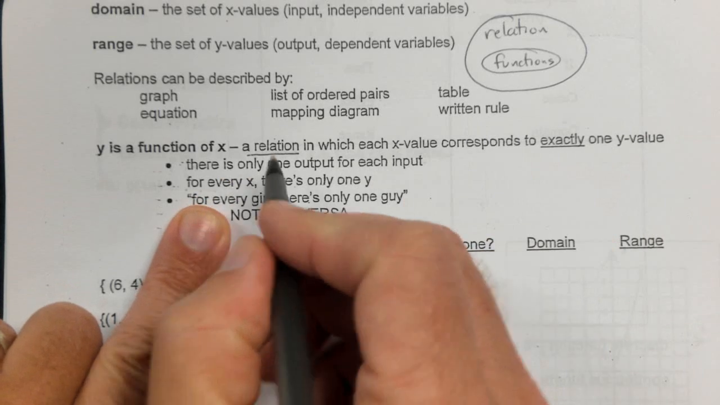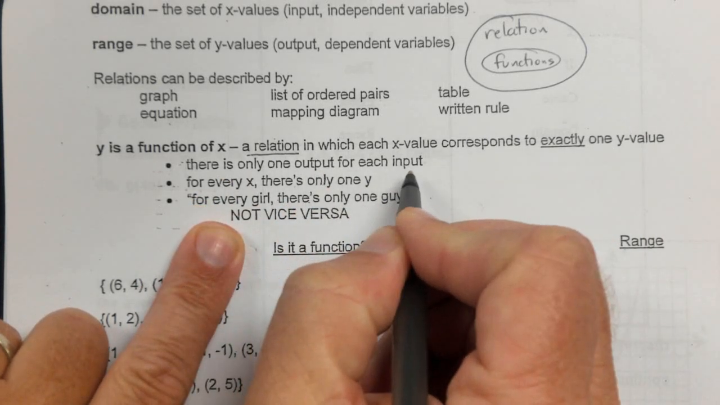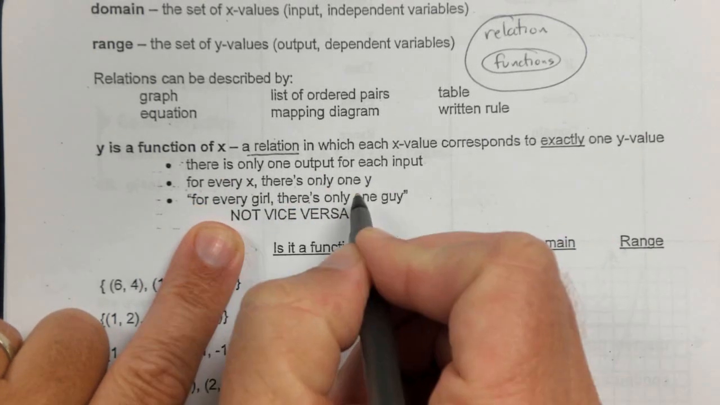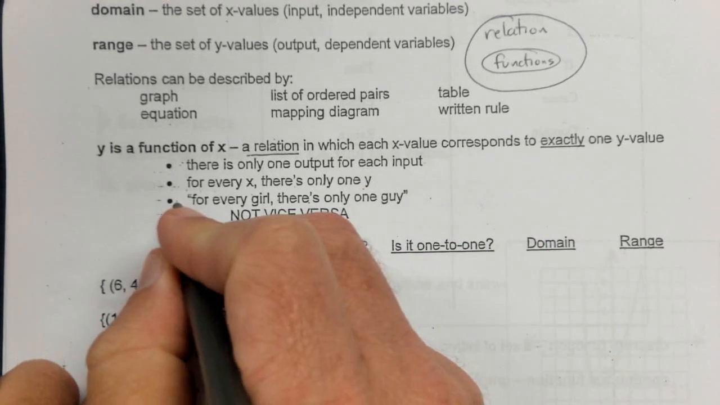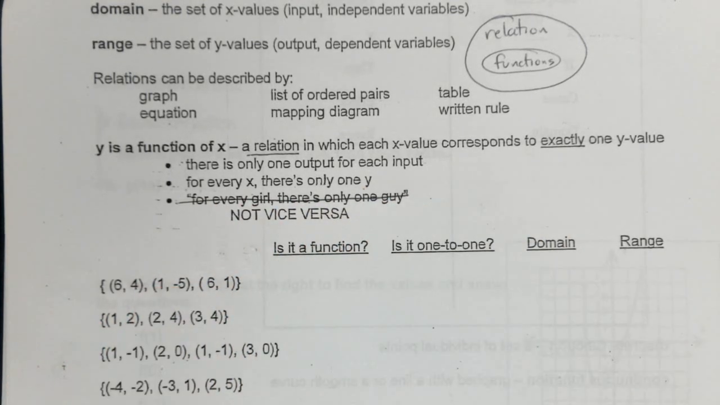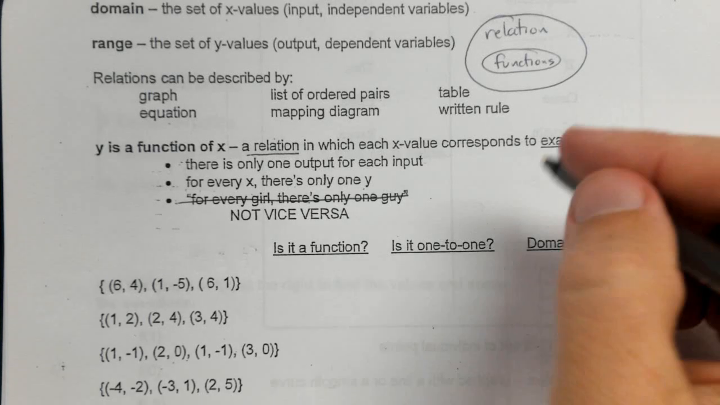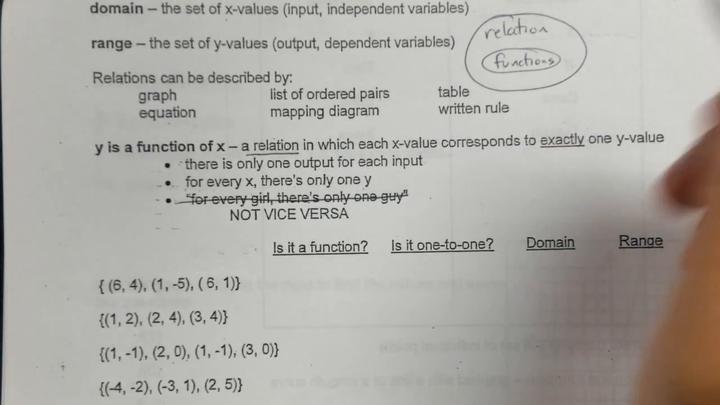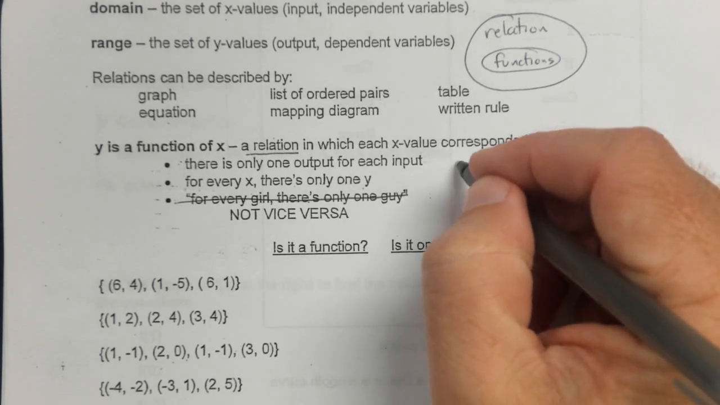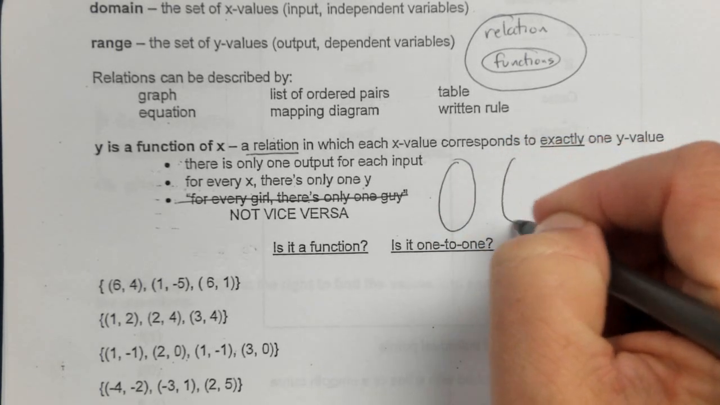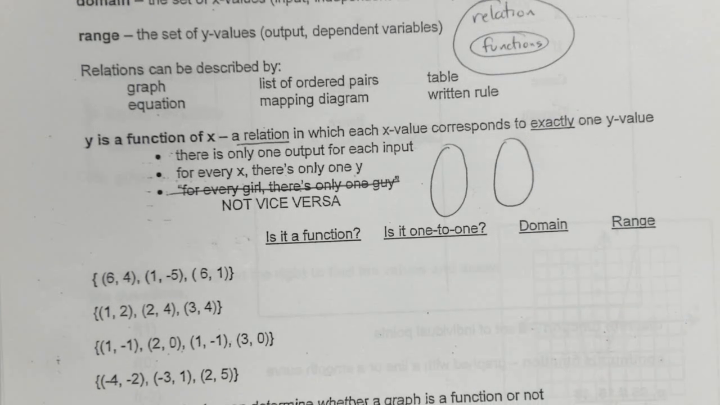I'll draw the picture in a minute. There's only one output for each input. For every x, there's only one y. I don't get the every girl has a guy thing, because that gets into which way we're x's and y's. I don't know. Throw that one out. Let's do a picture of a function, and a picture with a mapping diagram. That's the fancy term.